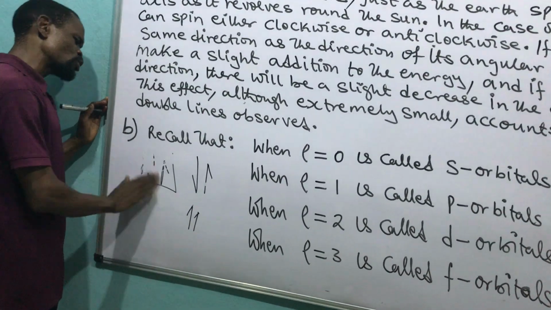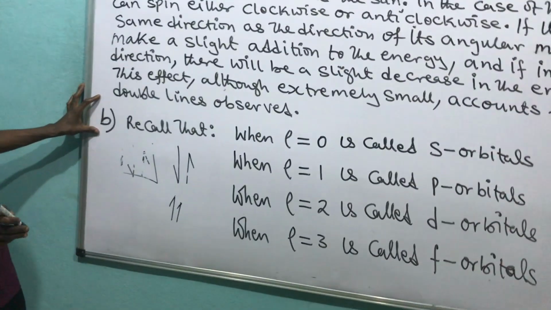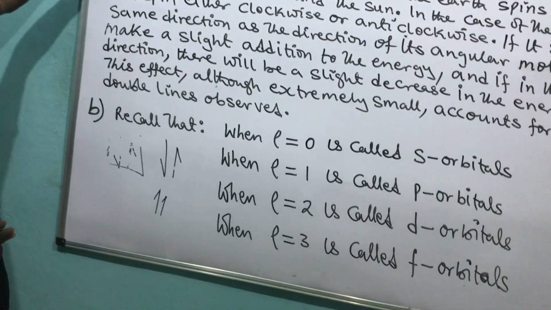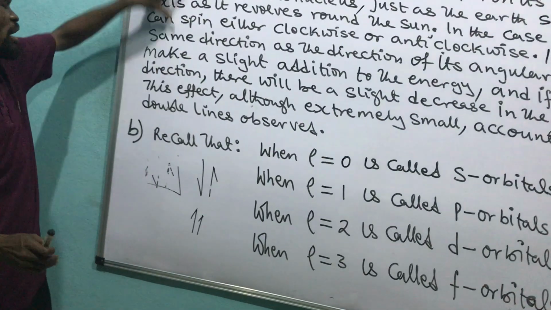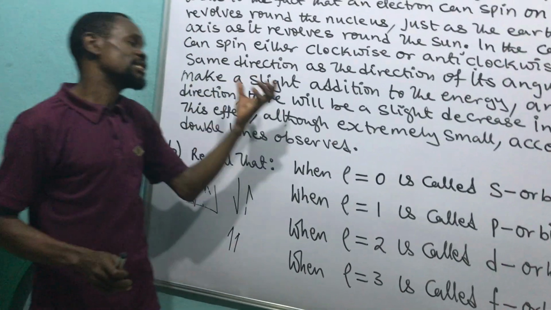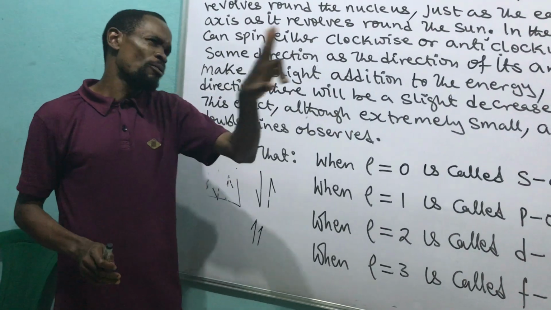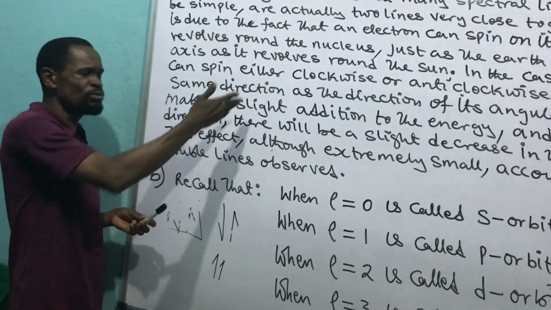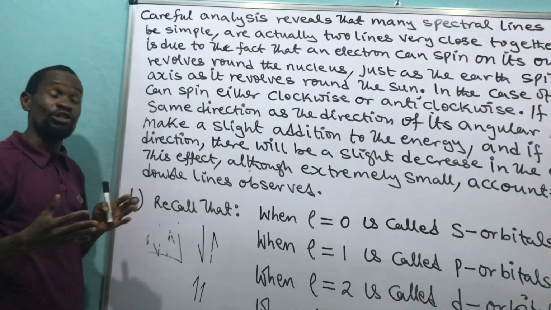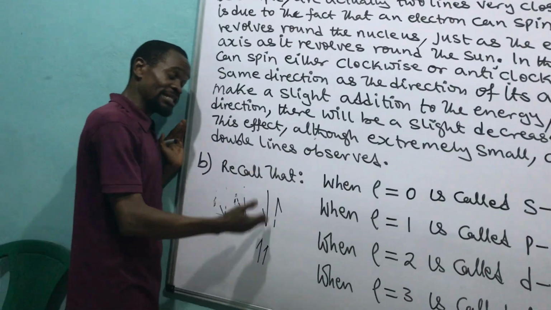And now we come to question number B. You know that these are not among the questions they ask us, but I used it to explain to you why we have a double line in the line spectrum, so that you'll be able to see the reason why we have a double line in the line spectrum is due to what?